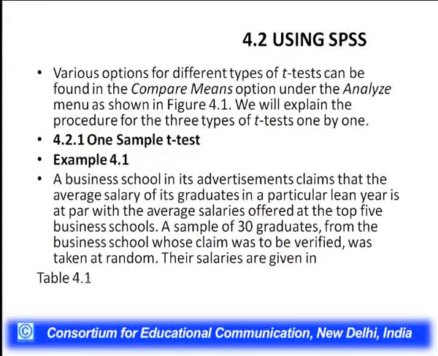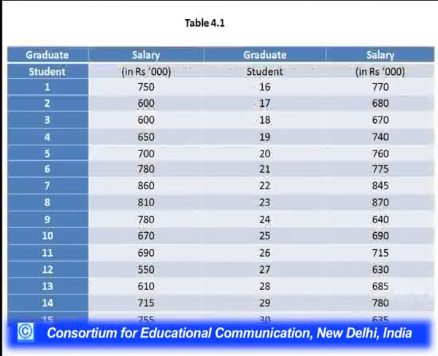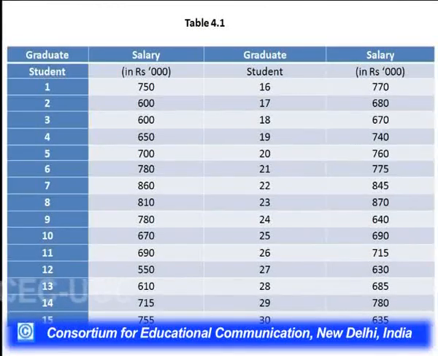The example says: a business school in its advertisement claims that the average salary of its graduates in a particular year is at par with the average salaries offered at the top 5 business schools. A sample of 30 graduates from the business school whose claim was to be verified was taken at random. The salaries are given as follows. Please look at this very carefully. The first column is for the graduate students.